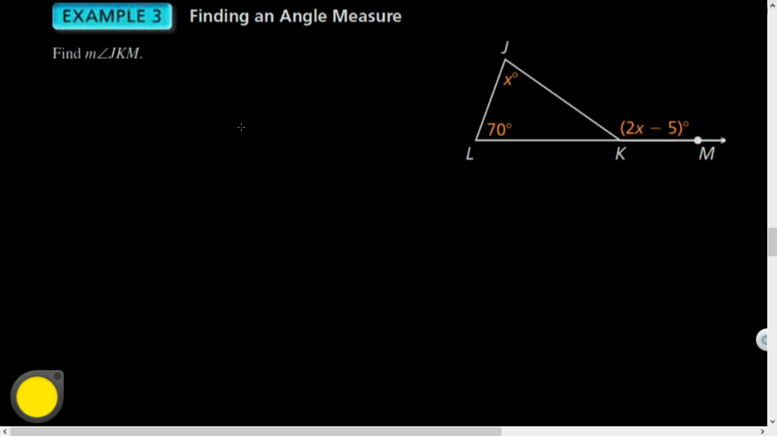So, find the measure of angle JKM. Let's see, JKM. That's this guy right here. I know that according to the angle addition postulate, 2x minus 5 is equal to the sum of x plus 70.